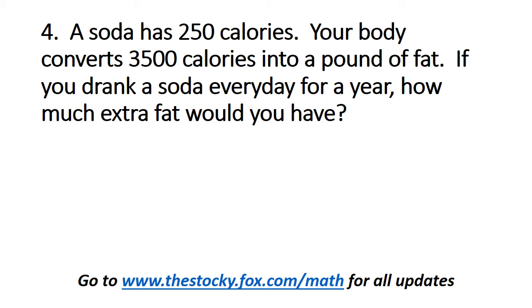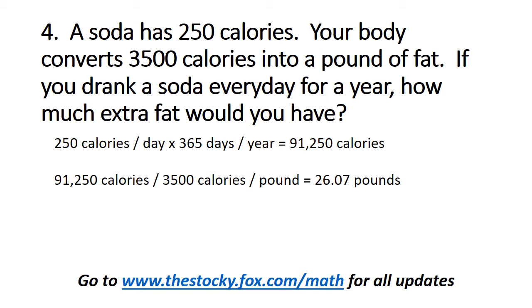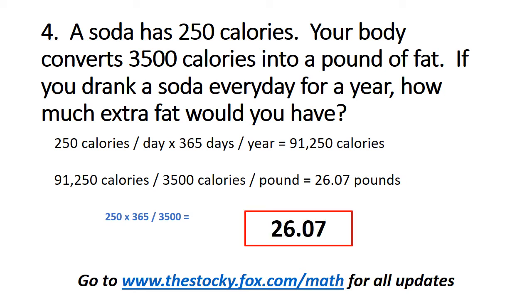Well, this is pretty straightforward multiplication and division. You could take 250 calories per day and multiply that by 365 days per year, and in a year, you would have drunk 91,250 calories. You could take that 91,250 calories and divide that by 3,500 calories per pound, and that would give you 26.07 pounds. And that's your answer. If you did it on your calculator, it could be real fast. 250 times 365 divided by 3,500, and that would give you 26.07.